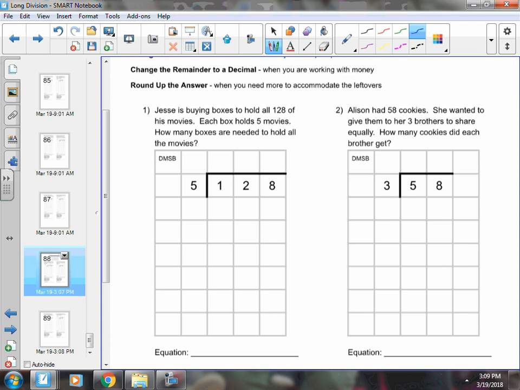128 divided by 5. 5 cannot go into 1, but 5 can go into 12 2 times. Multiply 2 times 5 is 10. Subtract, bring down. How many groups of 5 can fit into 28? 5 groups of 5. Multiply 5 times 5 is 25. Subtract, there's nothing to bring down.